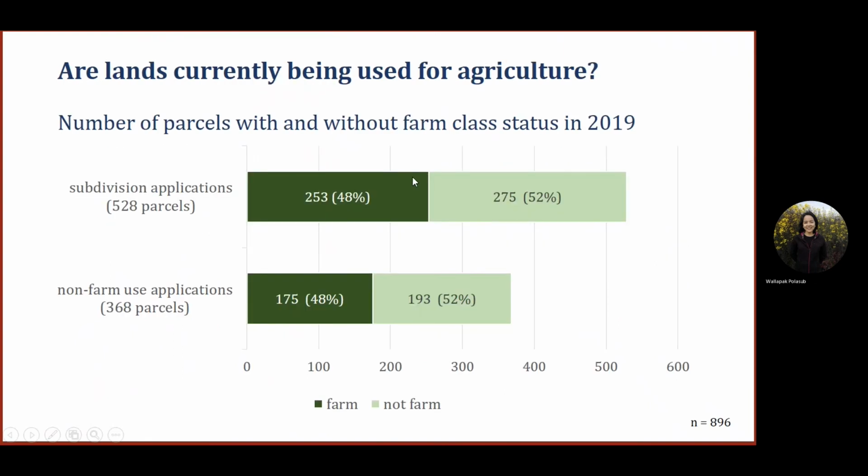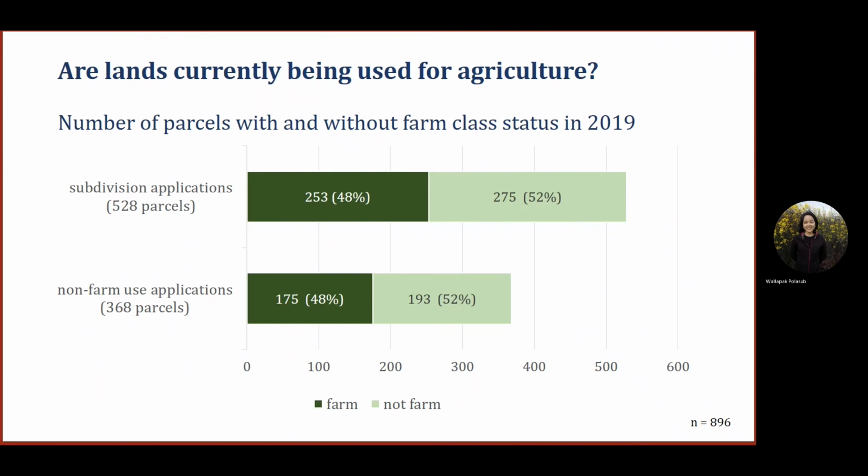And so we asked, are lands currently being used for agriculture? Again, we used farm class data from BC Assessment to answer whether it's used for agriculture or not, and the year that we assessed this is 2019. So we divide the lands into 2 groups. The first, on the top bar, is lands under subdivision applications, and the lower bar is lands under non-farm use applications. When we look at it like this, they're pretty similar, a little bit half and half, a little bit more than half that are not used for farming.